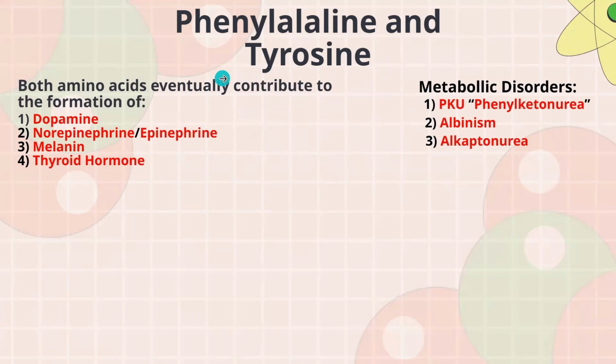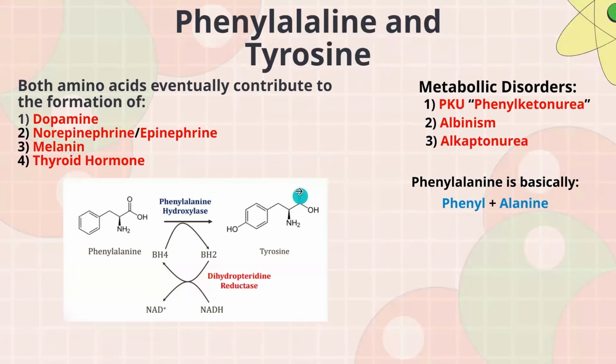As you see, phenylalanine is basically just phenyl plus alanine. That's it. I just want you to recognize this because there was apparently a past question about this and some people got it wrong. It's mainly made of phenyl and alanine. So let's talk about the steps, how it forms tyrosine, in more detail.